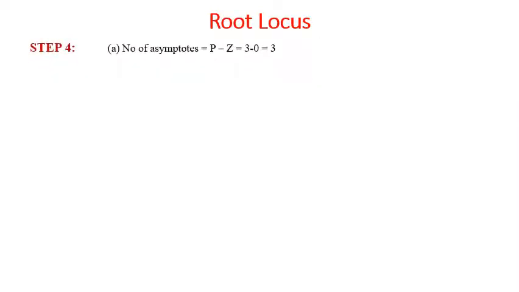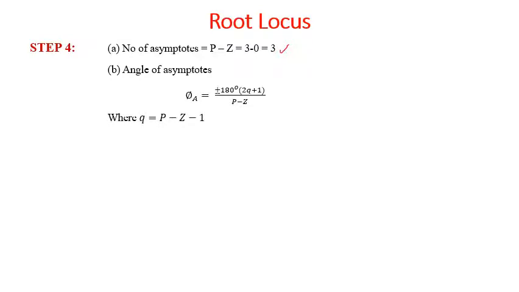Next, step 4, number of asymptotes. It has been given as p minus z equal to 3 minus 0, that is equal to 3. Next, angle of asymptotes. We know that phi a equal to plus or minus 180 degrees (2q plus 1) divided by p minus z. As p minus z is available, that is 3, we need to find the q value here to find out the various asymptote angles.